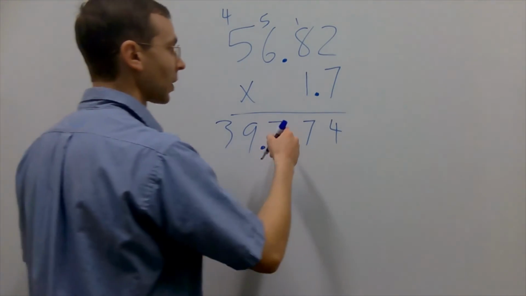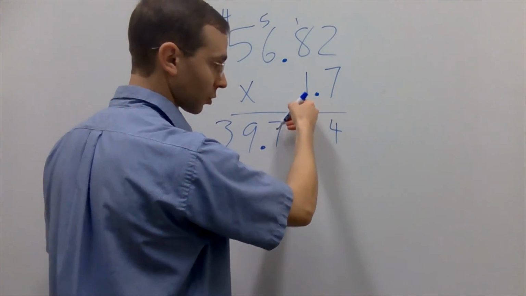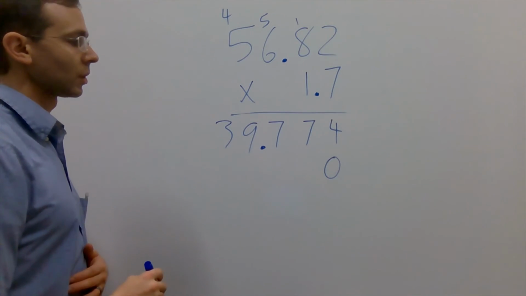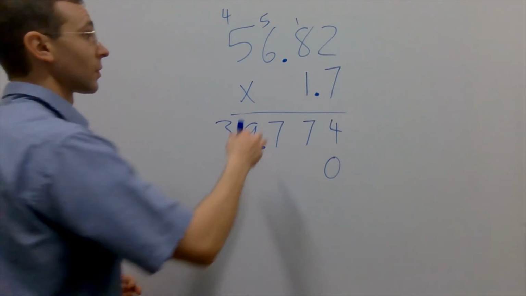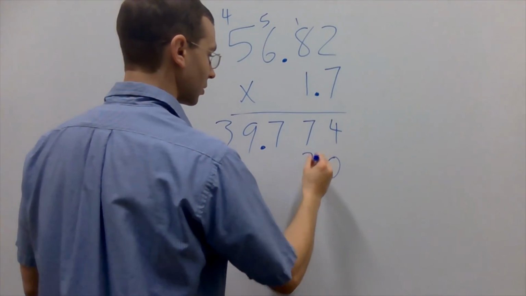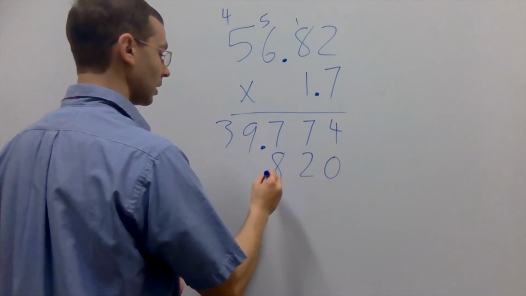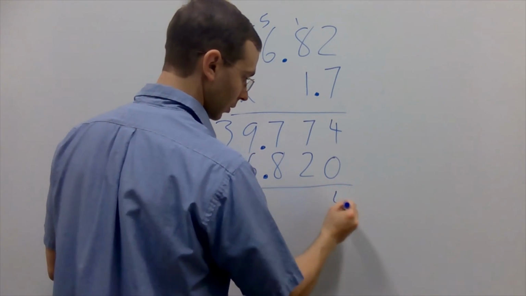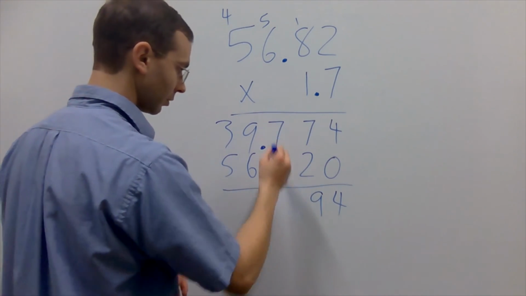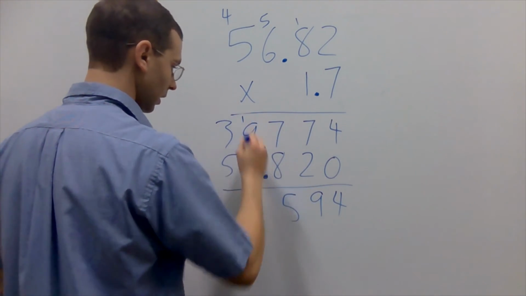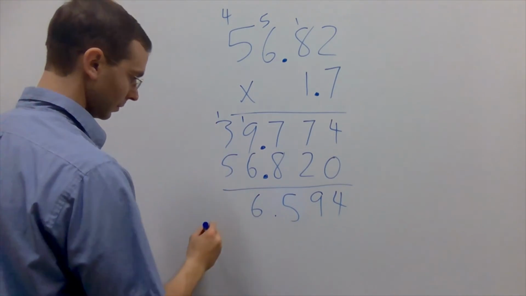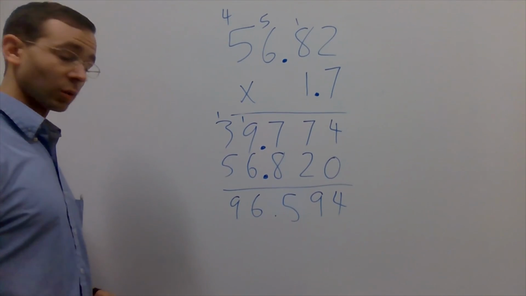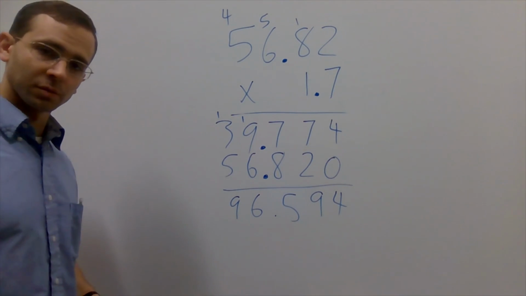3 decimal places. Next power, or next space, next place value. As before, we'll add a 0, and then we'll multiply by each of those. And conveniently, it's just multiplying by 1. And then, as before, we'll add our two products to get our final answer. So our overall answer is 96.59.